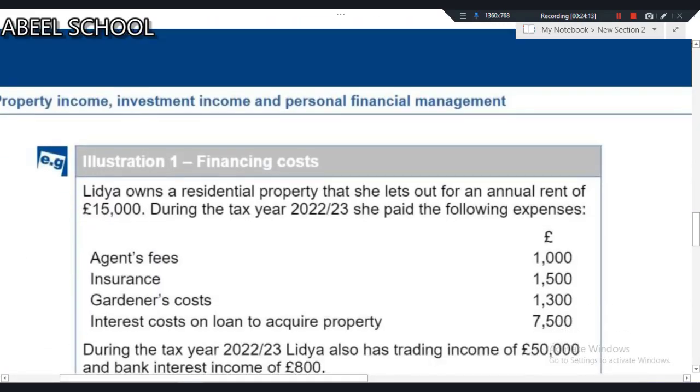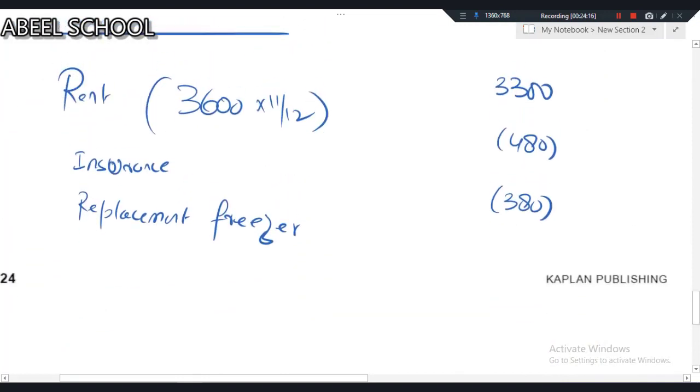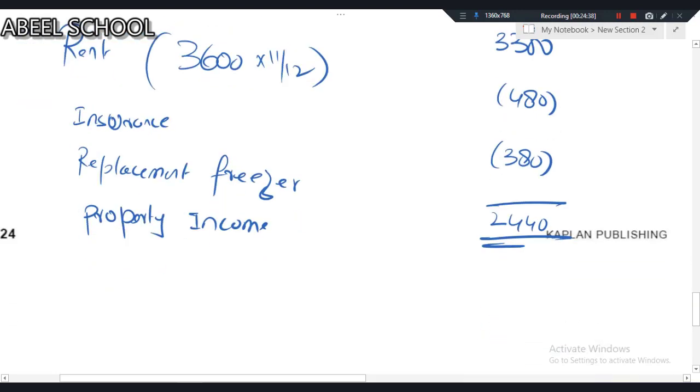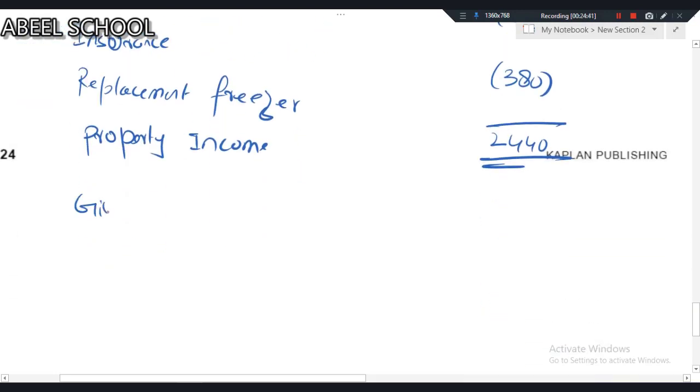So simply here comes the property income, straightforward. Property income. Let me use a calculator. 3,300 minus 480 minus 380. Property income, I'm getting 2,440. Now, let's solve the same question on accrual basis. Gill's question on property income on accrual basis.